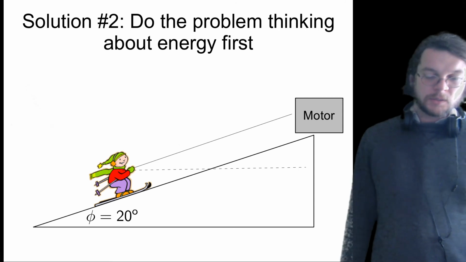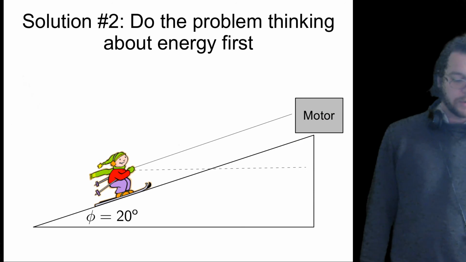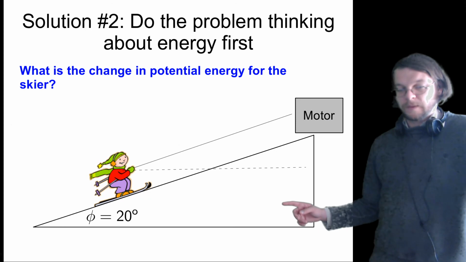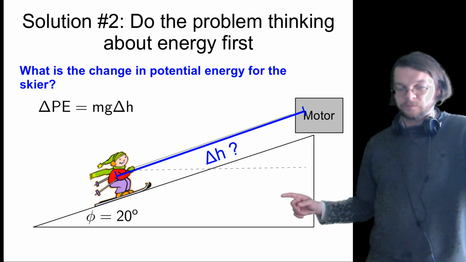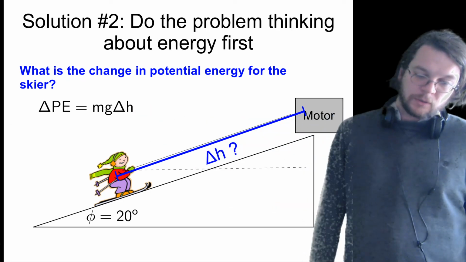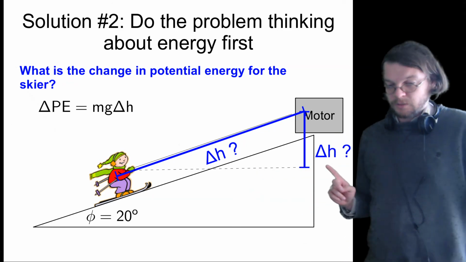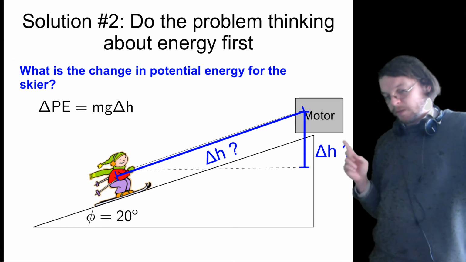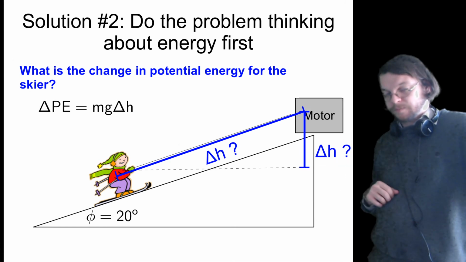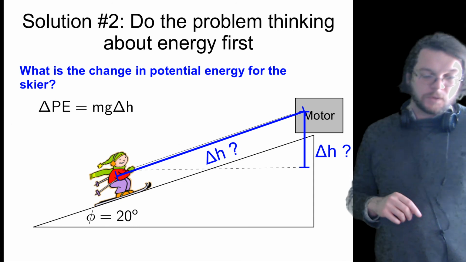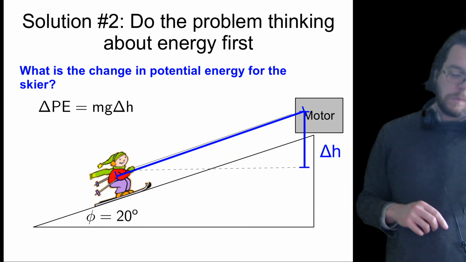The other way to do it is to think about the energy first, and to think about the change in potential energy, those sorts of things. So here's our skier going up the hill, right? And we've talked about the change of potential energy being mg delta h, but is this delta h or is this delta h, right? And the answer is that this is the delta h that you should use, because this is the actual change in height above the ground. And so there you go. And we can write that down.